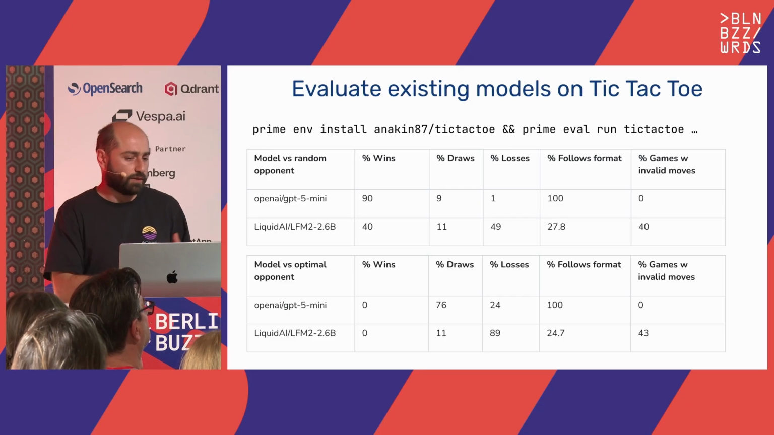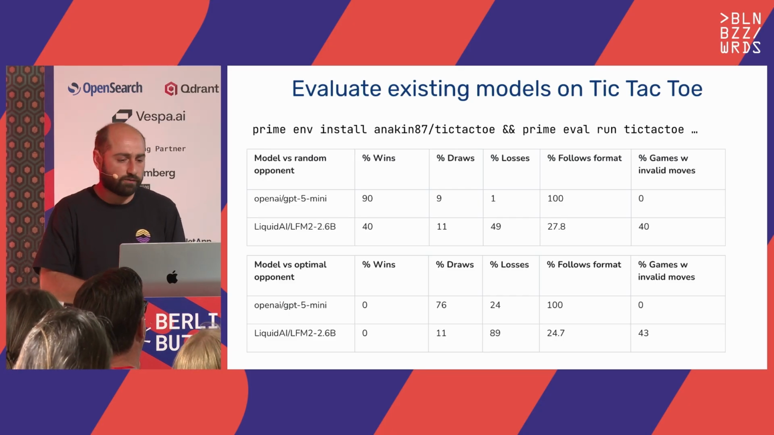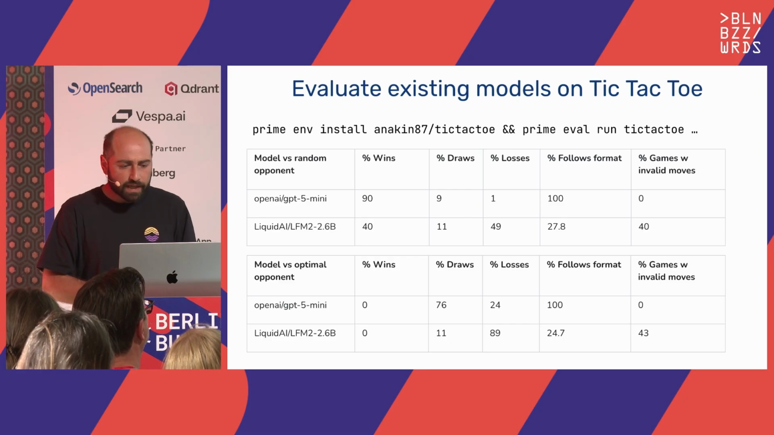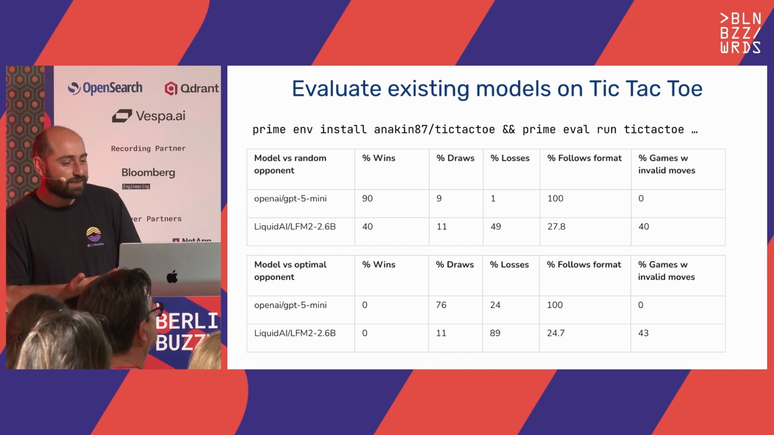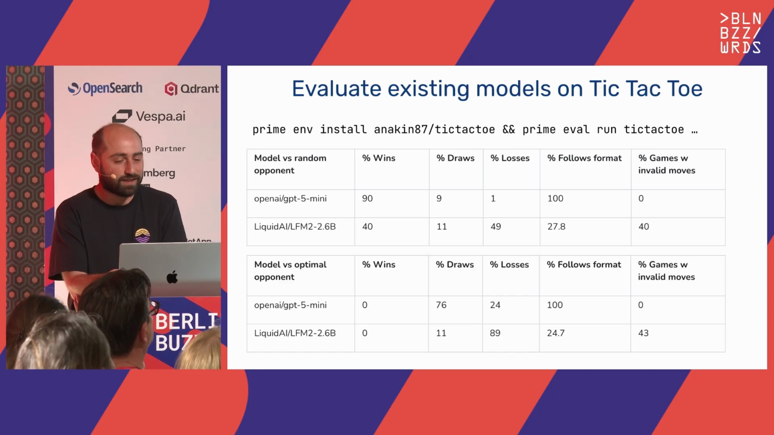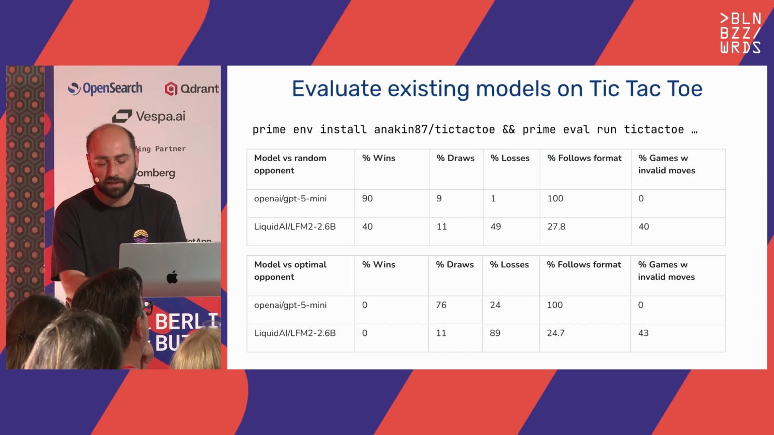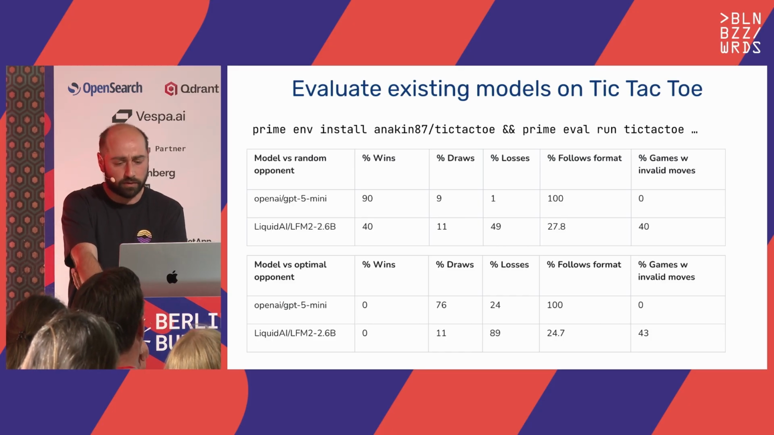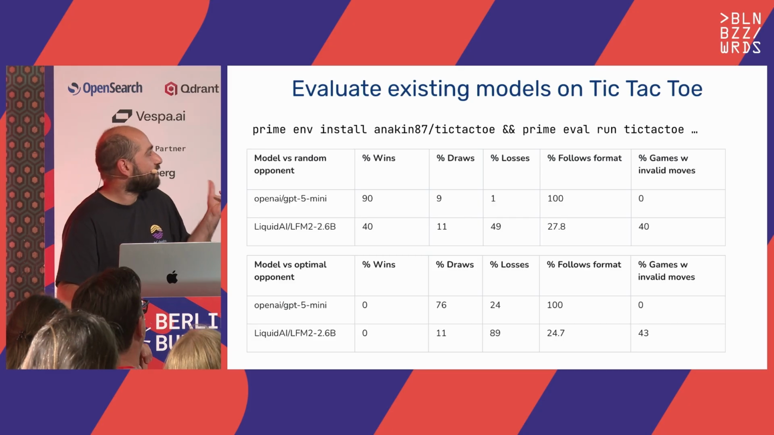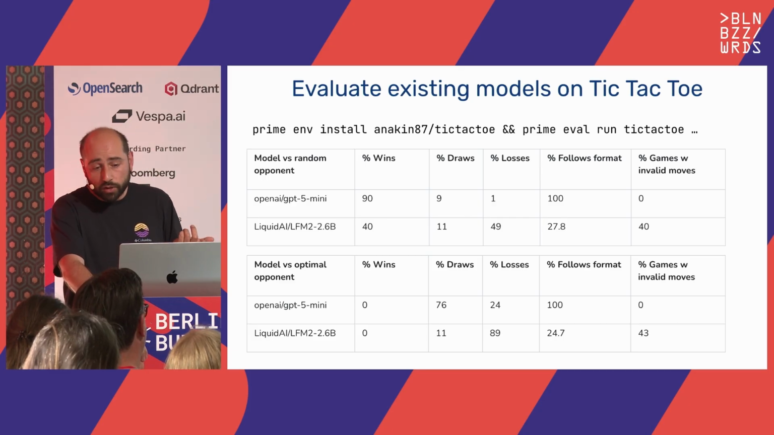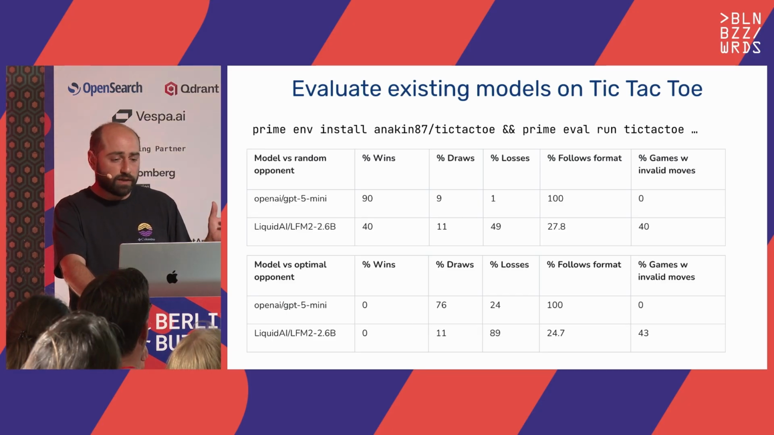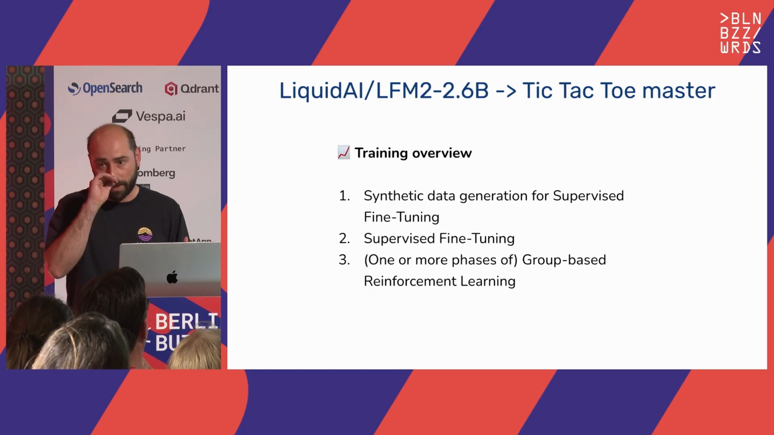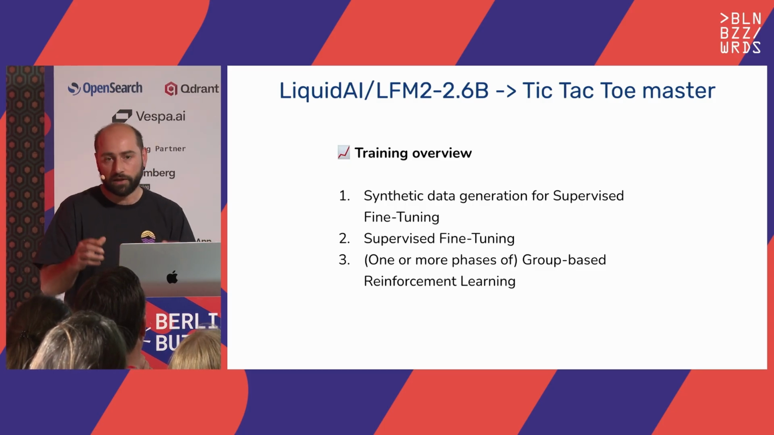Then I focused on my small model. I used LFM2 by Liquid AI, and this struggles a lot, especially with format, and is not a good tic-tac-toe player. It sometimes wins against a random player, but against an optimal opponent, it loses almost 9% of the time. So, since I want to make this model better, a good idea could be, before applying reinforcement learning, to do a quick supervised fine-tuning warm-up to just make our model learn format.